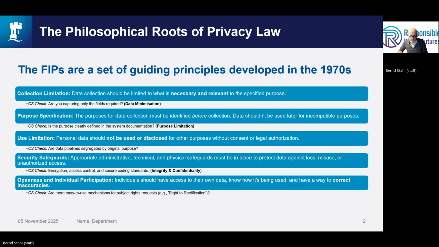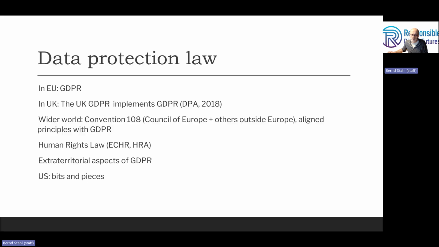And so on. And finally, there is the principle of openness and individual participation. So if you collect data about an individual, they have the right to know their data, they have the right to know what it's used for, and they have the right to correct it. So is it clear when you develop a system how that's going to work? How do people get access? Who do they have to ask? How can they rectify mistakes? Now, all of these, as you will see in a minute, are relevant to current law.